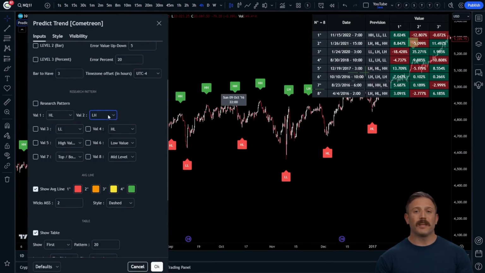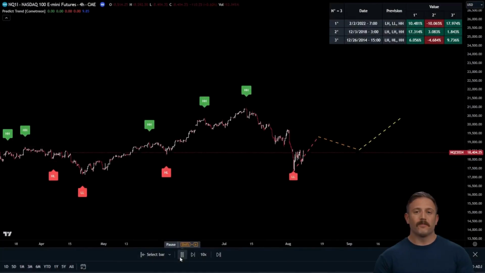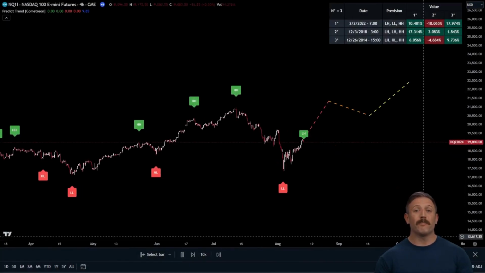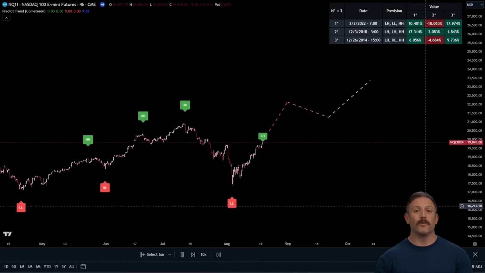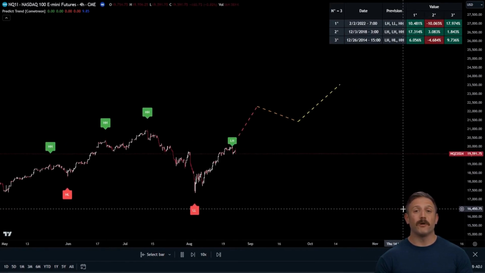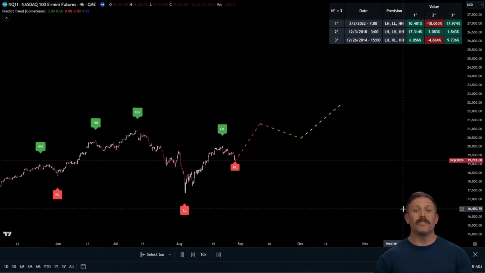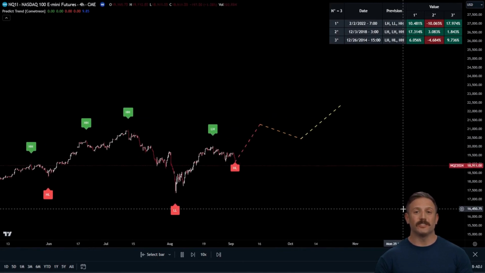Remember that Predict Trend works on any time frame. However, to improve accuracy, it is advisable to use it on higher time frames, where historical patterns tend to be more reliable. With Predict Trend, you'll have a powerful and flexible tool that will help you understand and make the most of market trends, improving the accuracy of your trading decisions.